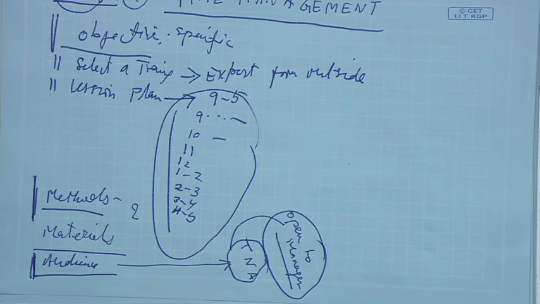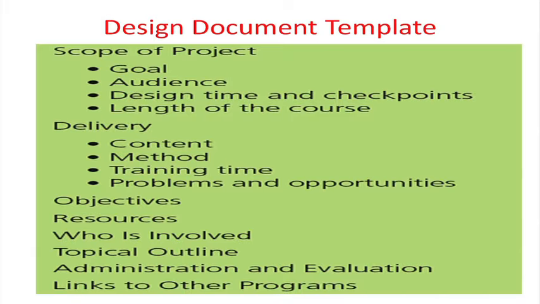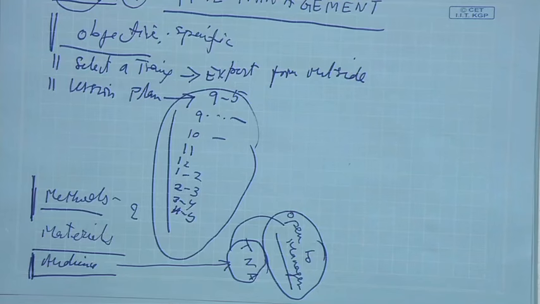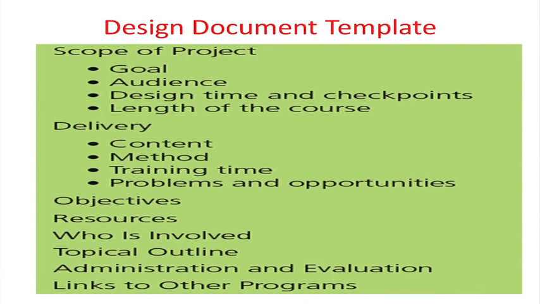So, you decide about the goals, audience, targets. You also decide about the time and checkpoints, from what time to what time, and what would be the length of the course, maybe 1 day, 2 days, whatever it is. Then you also decide about the content, delivery method, timings, and what kind of problems or opportunities it is going to have. Problem in the sense, what are the things that you are going to face, and once you do this, what kind of opportunities would be available to you. For example, if you are able to do this course, how is this learning going to add value to your knowledge and skill base?